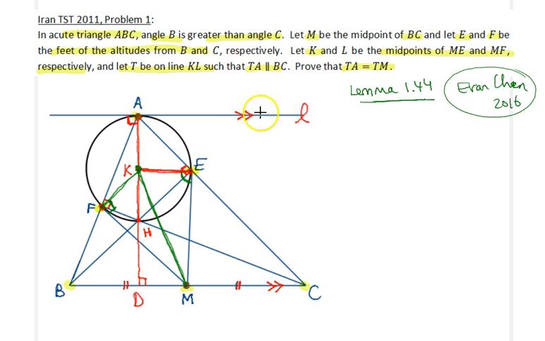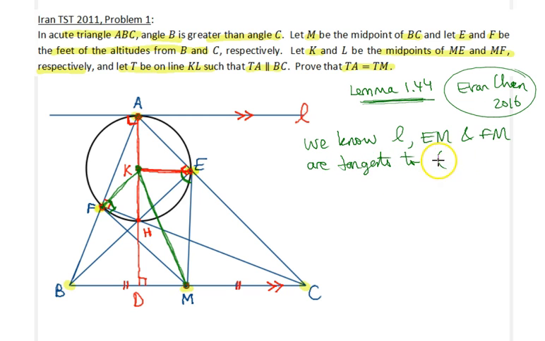We did draw the circumcircle of AFE, and it turns out that this line L, EM and FM are tangent to our circumcircle thanks to the fact that KM is the diameter of the nine-point circle. So therefore I'm making use of this lemma here. I assume we already established that, and by this lemma we know, let me write that down, that line L, EM and FM are tangents to the circumcircle of FAE.